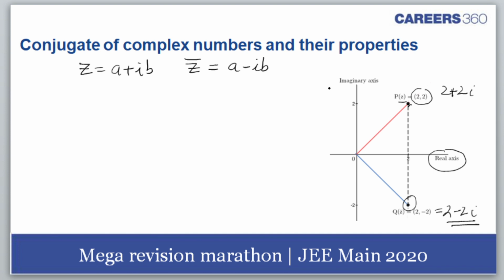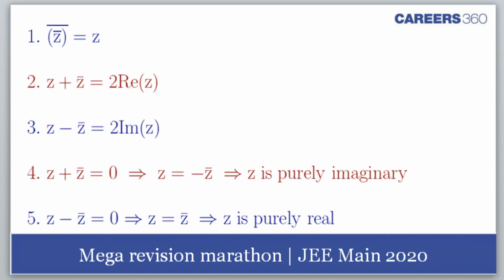Prashant, I'll explain. Just wait, I'll come back to that slide once again. So this is the conjugate of a complex number, conjugate of z: 2 − 2i. That's perfect. Now, let us talk about the other slide. Let's see what properties the conjugate of a complex number has.